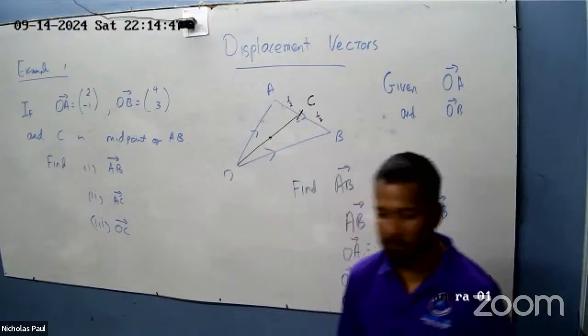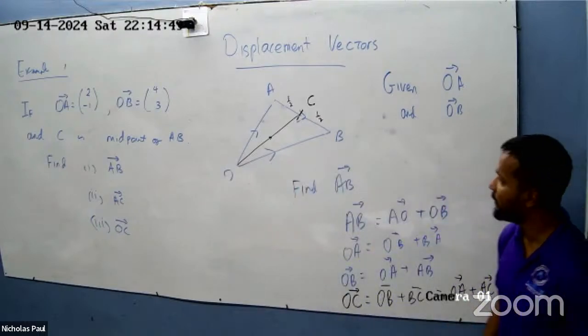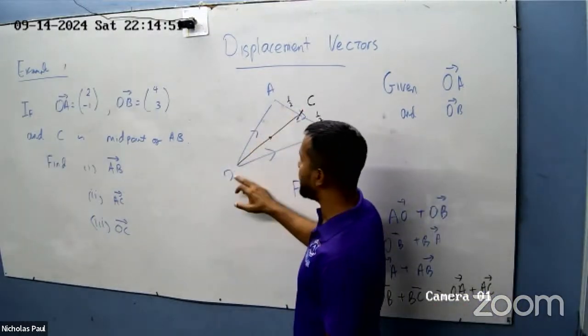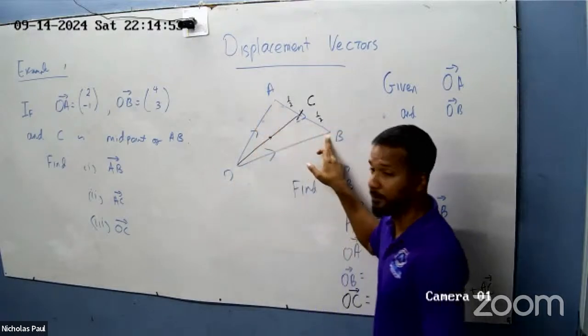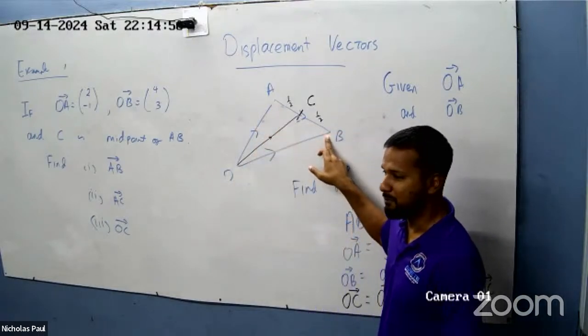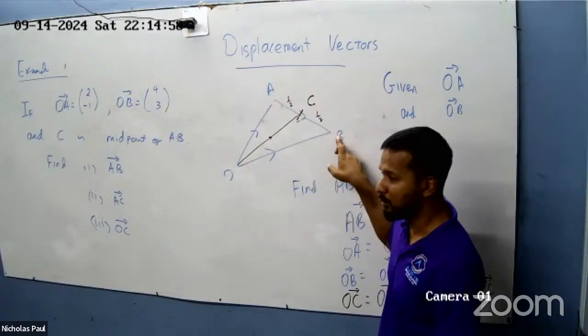Try it fast. So the same diagram will work, right? How do we get A to B? A to O and then O to B.